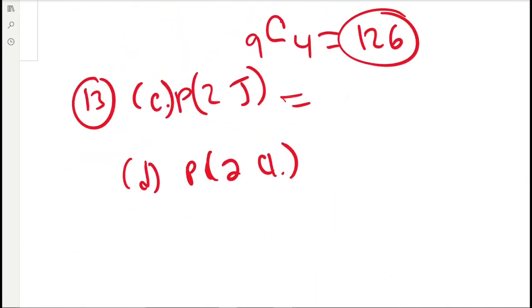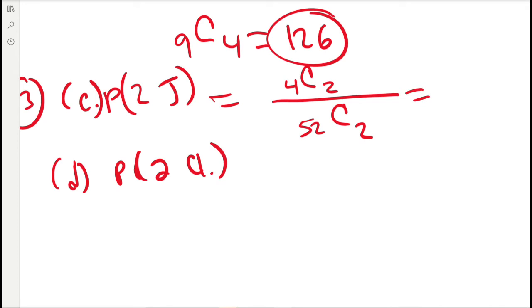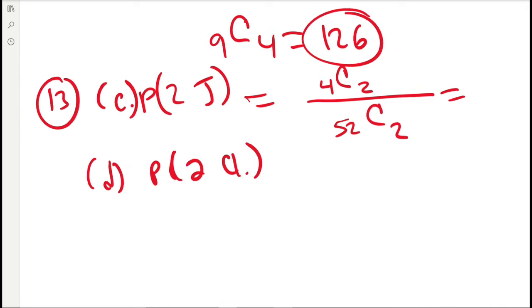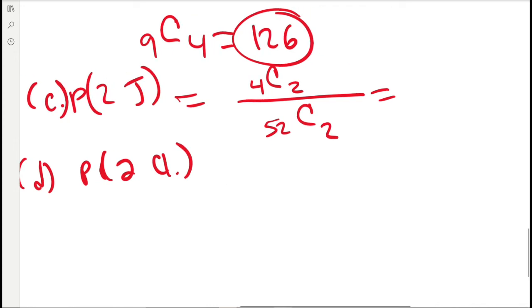Now, for the two jacks, our denominator is going to be the same. It's still going to be 52 choose 2, right? For our jacks, we have how many jacks in total? Well, we have four jacks in total, and we're choosing two of them. So that's my probability: 4 choose 2 over 52 choose 2. Since we're only looking at the jacks, we can calculate that probability, and for part C it should turn out to be 1 over 221 for the final answer.